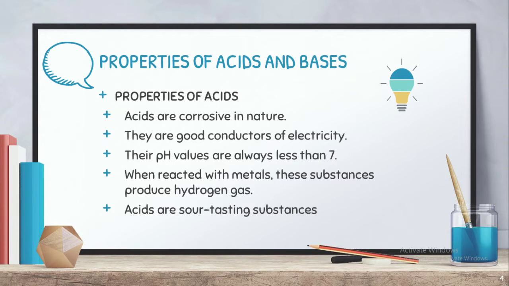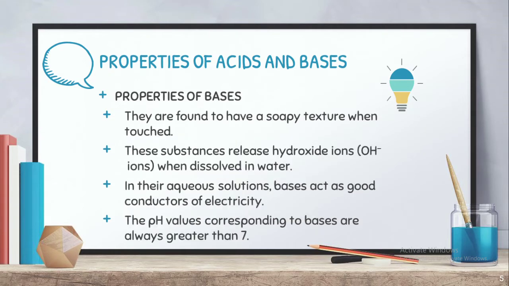Let me state first the properties of acids. Acids are corrosive in nature. They are good conductors of electricity. Their pH values are always less than 7. When reacted with metals, these substances produce hydrogen gas. Acids are sour-tasting substances.